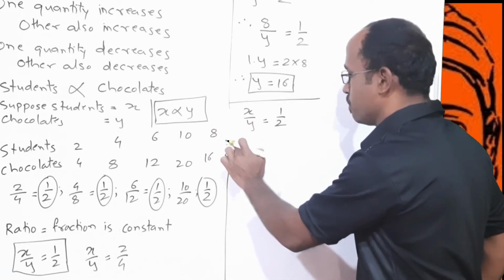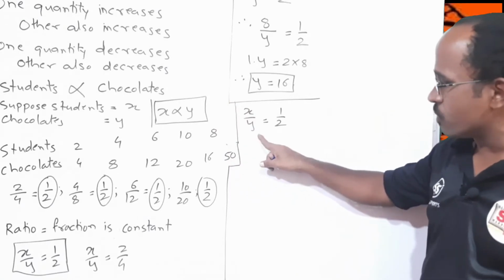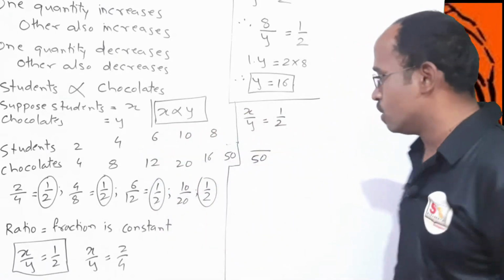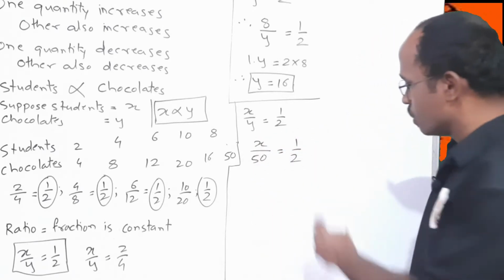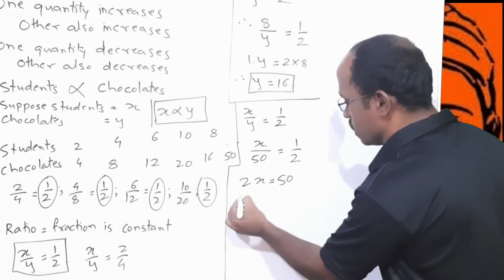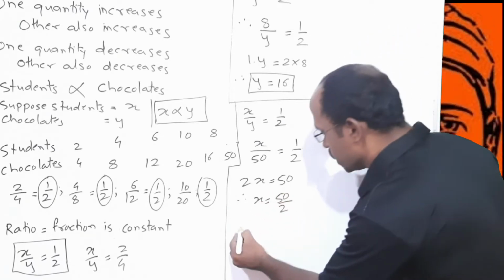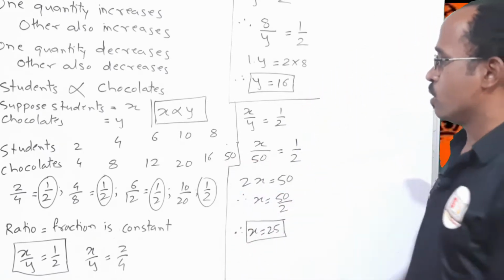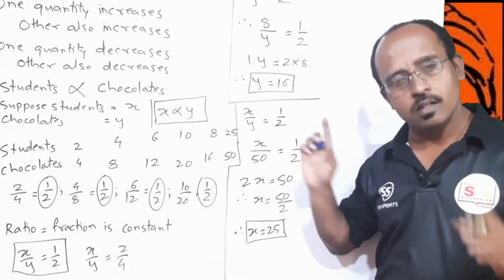What is given in the problem? Chocolates are given. So at the place of y, I have to write this value 50. At the place of x, students, which is not given, so just simply write x, which is equal to 1 upon 2. Now cross multiplication. 2 into x, 2x is equal to 50 into 1, 50. Therefore x is equal to 50 upon 2. Therefore x is equal to 25. So 25 students will get 50 chocolates.